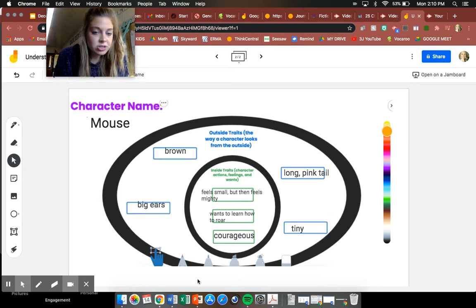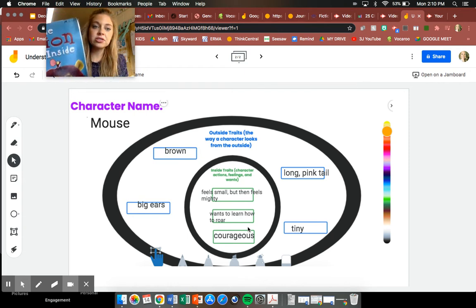So, right, what we just did here in this 2-part circle diagram was analyze characters. We looked at the outside traits of mouse, and then we looked at the inside traits of mouse. And this is what you can do with any character in any story. It really helps you understand the story more, and it helps you take the lesson from the story the author is trying to tell us.